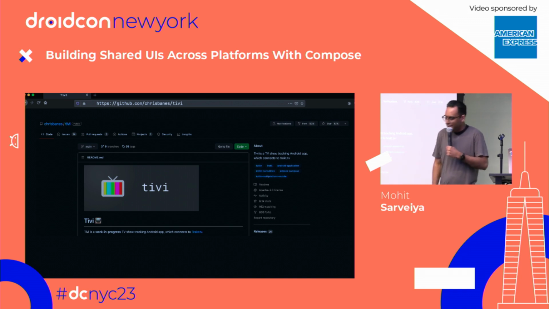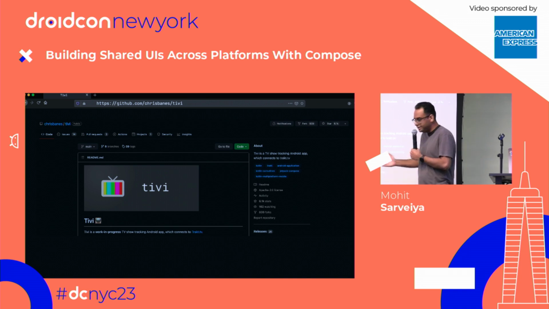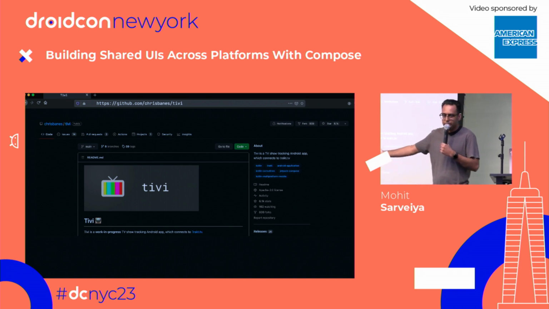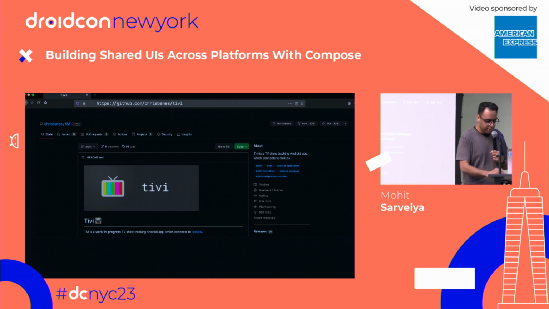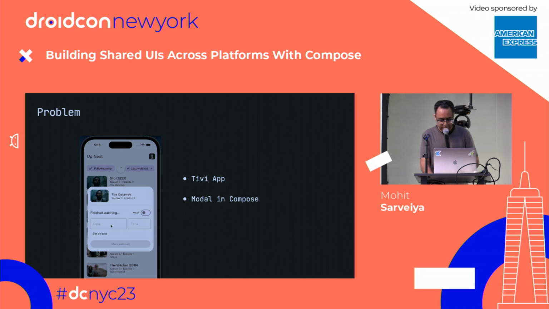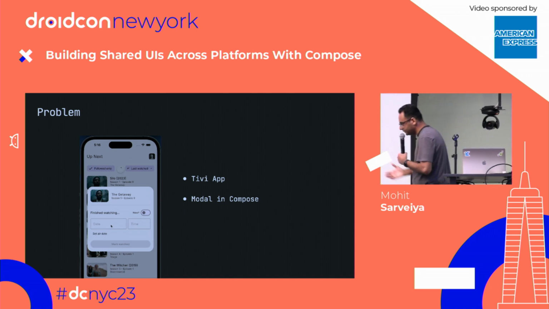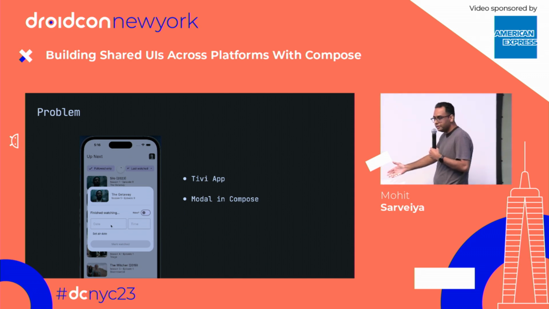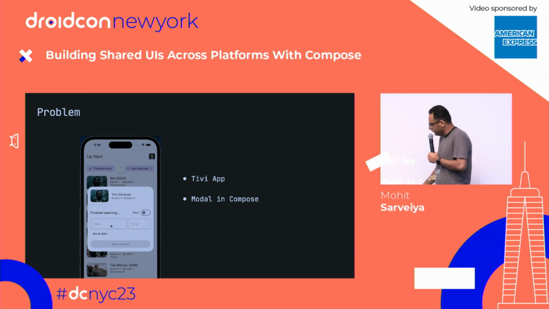Lewis knows. And this is the TV app. I never use it, but I read the code in it. Basically, the TV app looks like this, and it has a problem that Chris worked on. He tweeted about this. You follow him, all of you. So basically you have a modal. The modal is displayed in Compose.